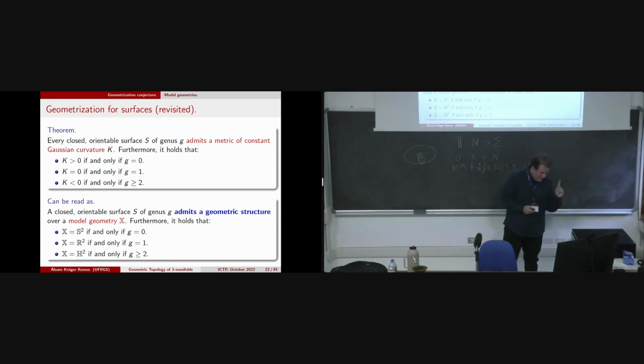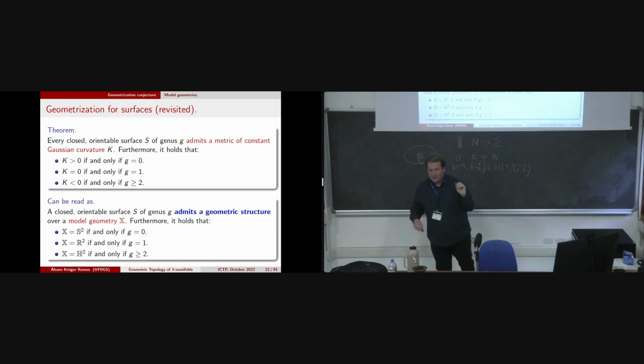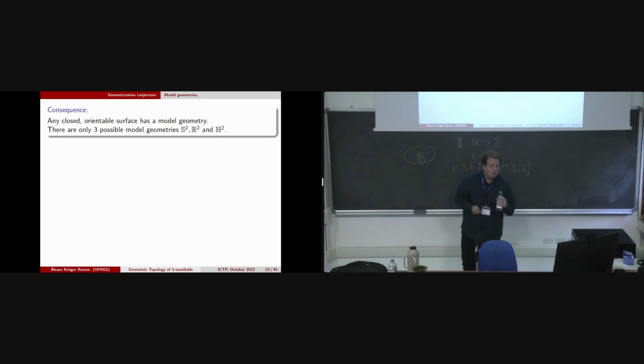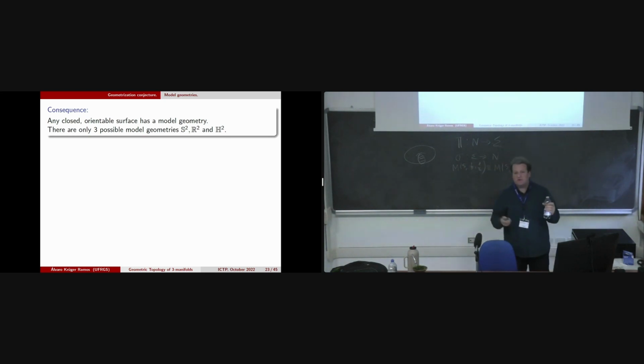So one thing that I need to clarify: the geometric structure might not be unique. You could have distinct groups that you quotient by to obtain the same result, but the geometry is unique. Just to make this clarification. Consequence: any closed orientable surface has a model geometry. And moreover, there are only 3 possible model geometries, which are the space forms of dimension 2: R2, S2, and H2.